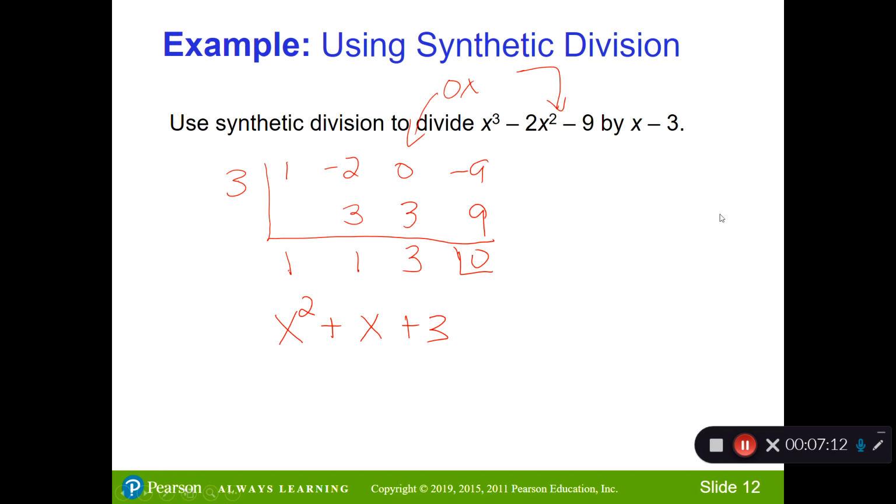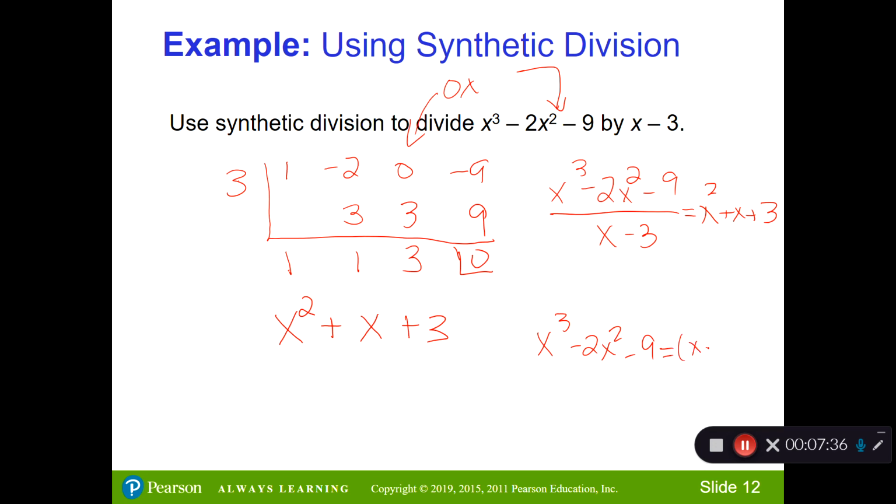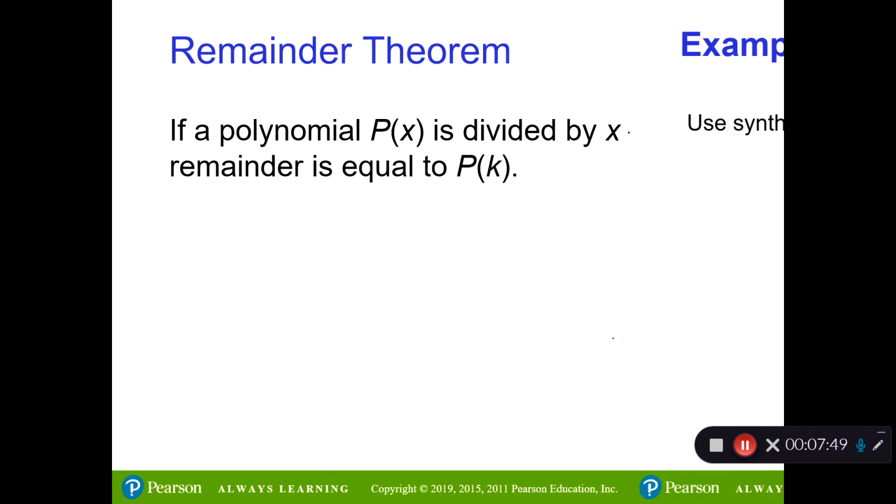Now, notice also that this division is saying x cubed minus 2x squared minus 9 divided by x minus 3 equals this quotient, x squared plus x plus 3. That's a true equation because the remainder was 0. So I could multiply this to the other side, and I get x cubed minus 2x squared minus 9 equals x minus 3 times x squared plus x plus 3. In other words, when I have a remainder of 0, it's a factor of the polynomial. This is now the factored form of this polynomial.